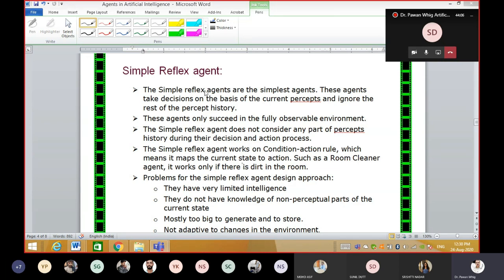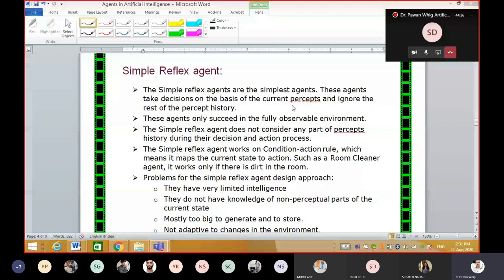I'll read this for you. The simple reflex agents are the simplest agents. These agents take decisions on the basis of current percepts and ignore the rest of the percepts in the history. Means there is no deadline, no time. Once it sees the things, it comes into action. These agents only succeed in the fully observable environment. The simple reflex agent does not consider any part of percepts history during the decision and action process.